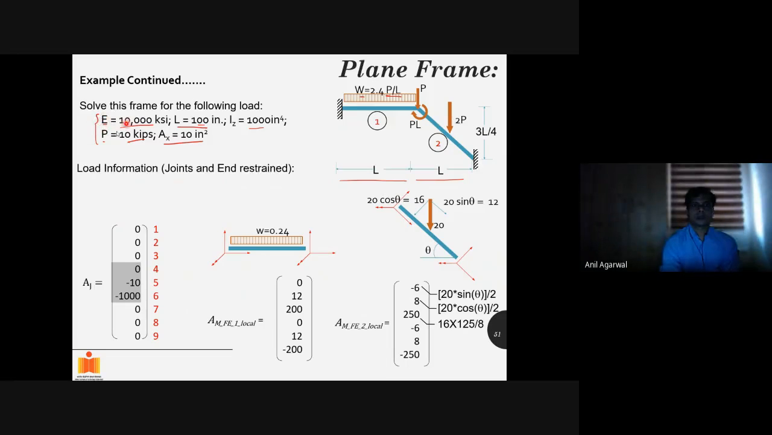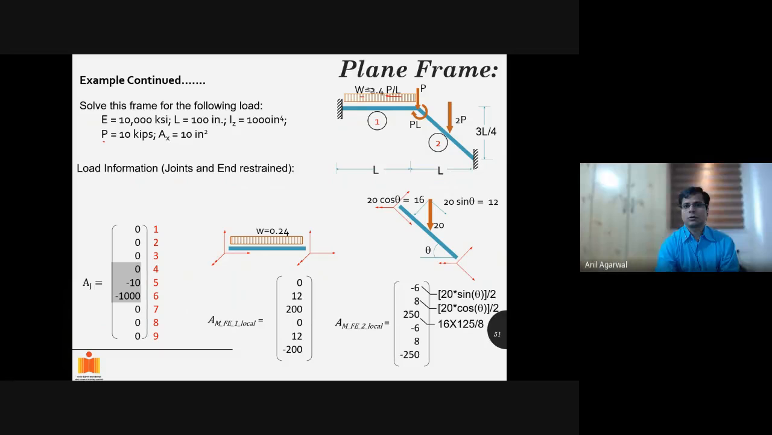So now I think we can start solving this problem again. How do we proceed now? Some of the details are added now. So the W value, W is given as 2.4 P by L. So this will be equal to, P is given as 10 kips.